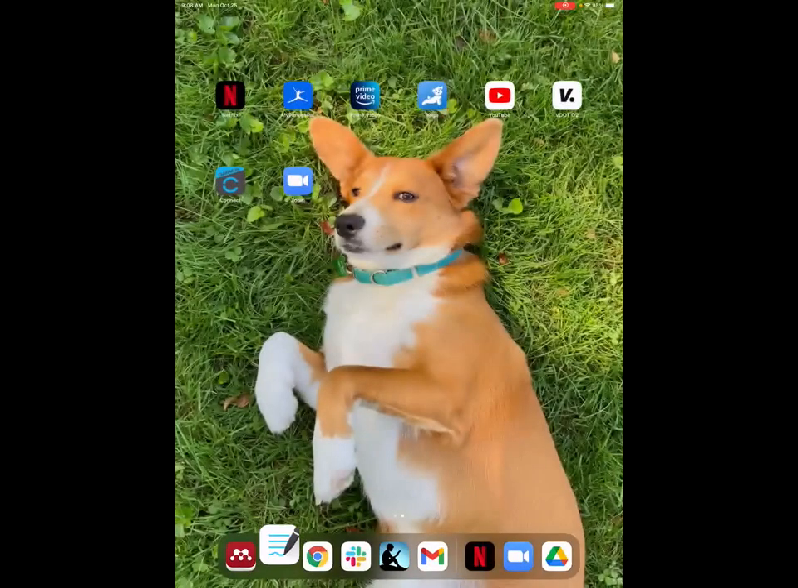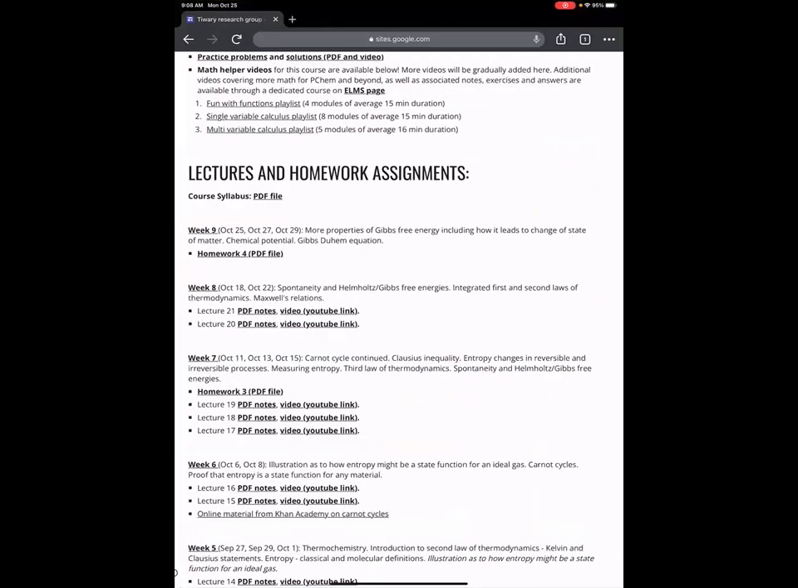So today what we are going to do is to really use Gibbs free energy to think about how states of matter change with temperature and pressure.